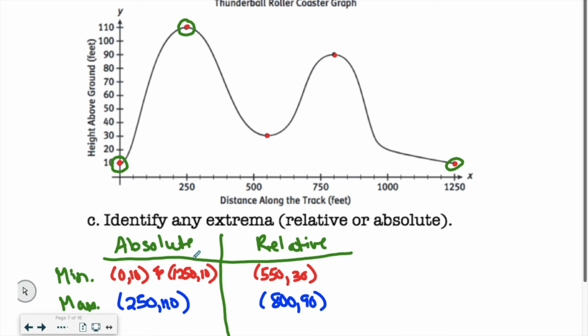So you've got 5 different points here that are your extremas. So make sure you identify all of them.